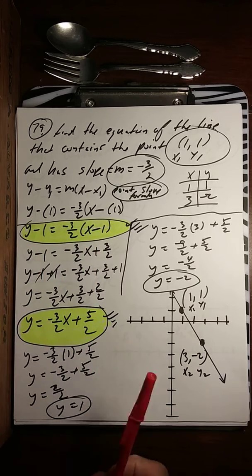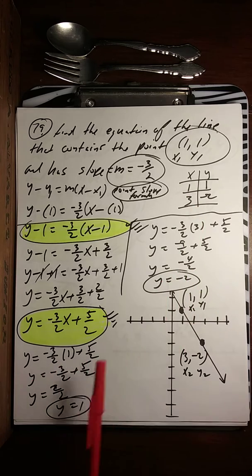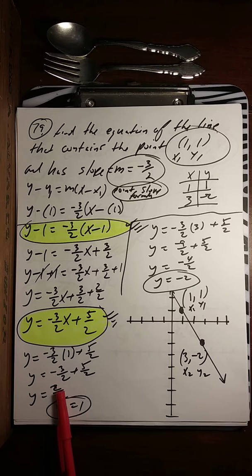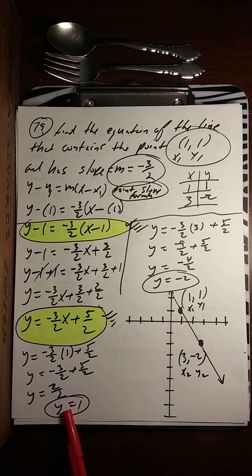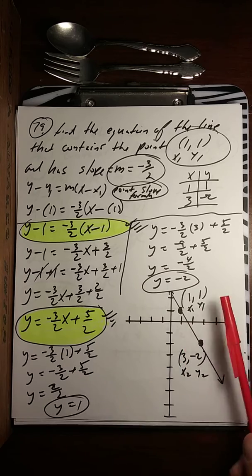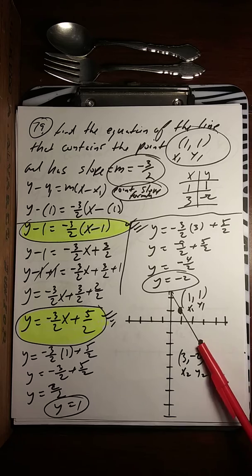So now let's put some numbers in there. So I'll put 1 in here. That one's going to be negative 3 halves from 5 halves. It's going to be 2 halves, which is 1. So is that enough? So I have 1, 1, a point, and we also have 3 and negative 2, another point. That's enough. We're done. We got it.